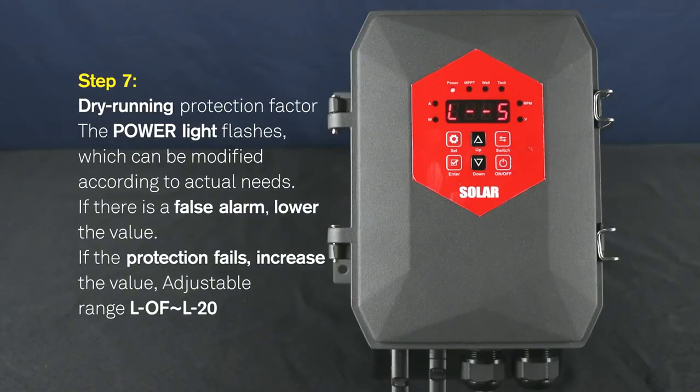Step 7. Dry running protection factor. The power light flashes, which can be modified according to actual needs. If there is a false alarm, lower the value. If the protection fails, increase the value. Adjustable range L1 to L20.